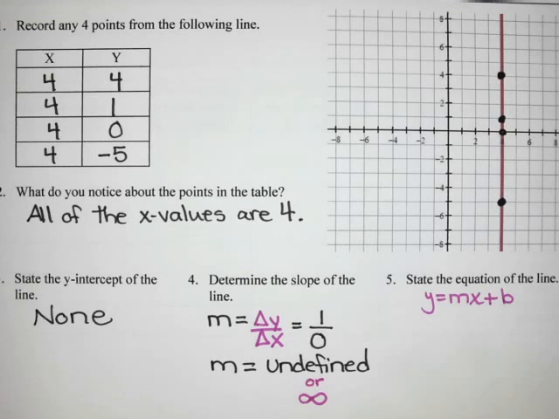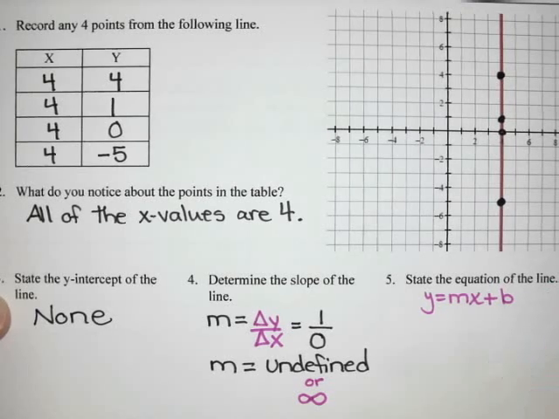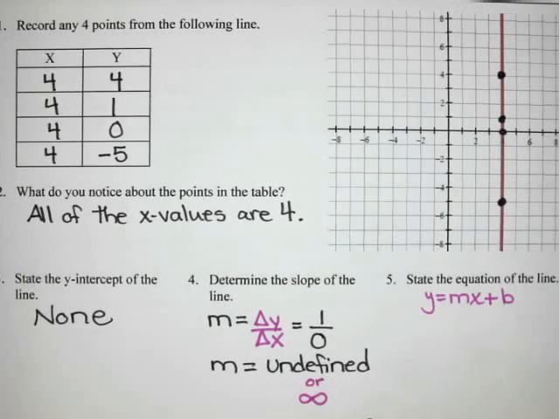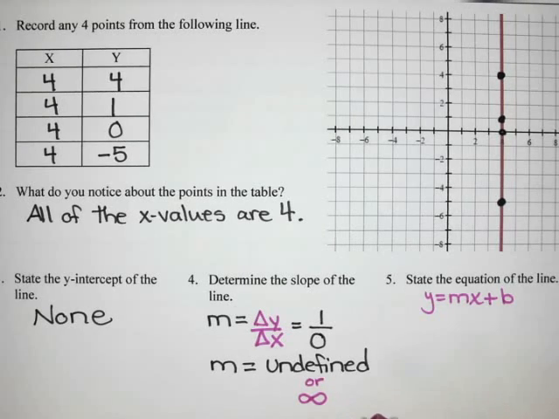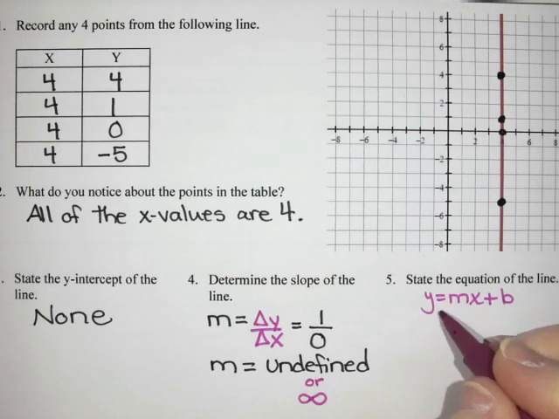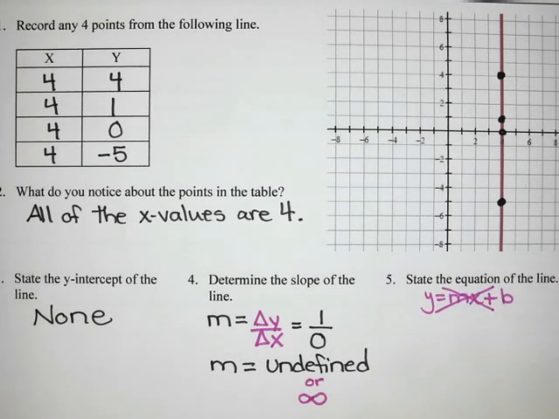But we said it doesn't have a y-intercept. That doesn't mean the y-intercept is 0. That means it doesn't even have a y-intercept. And then we also don't really have a slope. Our slope is undefined, which means, unfortunately, in this case, I cannot use y equals mx plus b. So it works for the majority of lines, but it does not work for vertical lines.